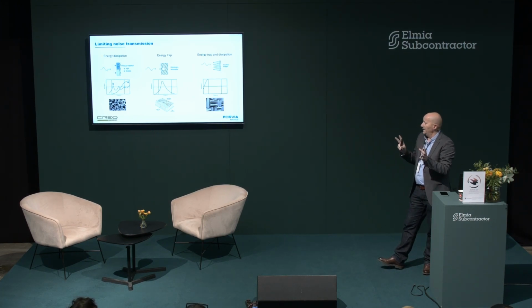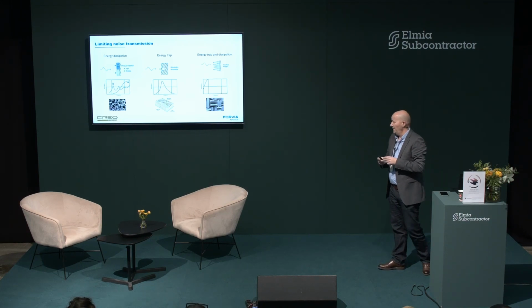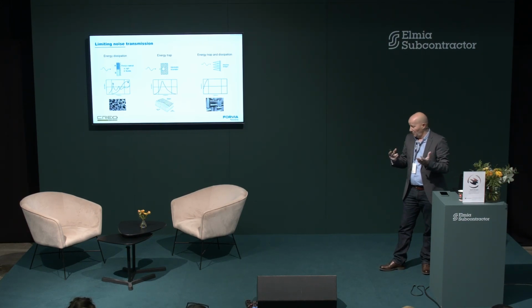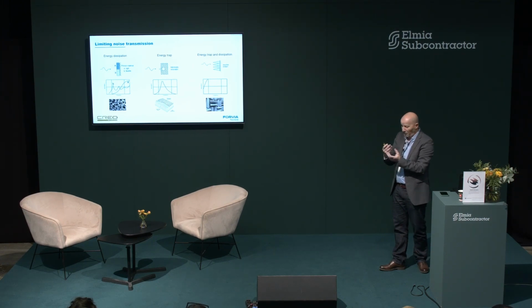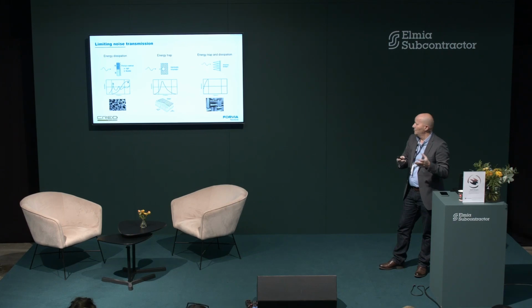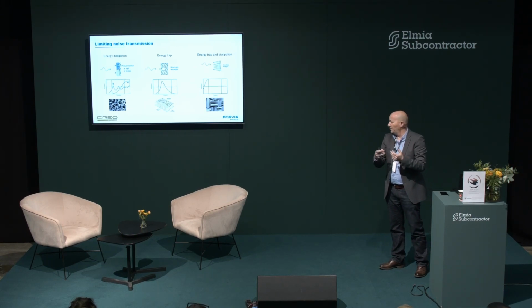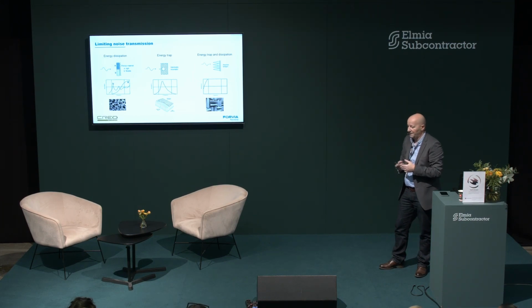There are 2 main processes. The first one is energy dissipation. So the structure of the materials, often we are talking about porous materials, is going to lead to a lot of loss in the material, so energy loss that can be due to friction or dissipation of the energy.